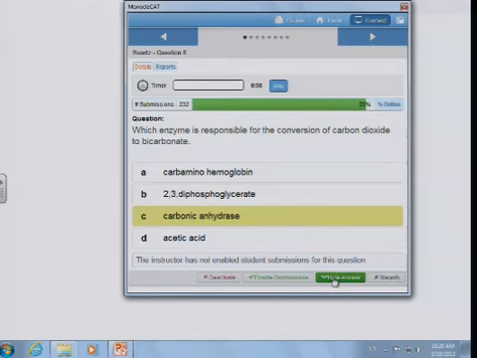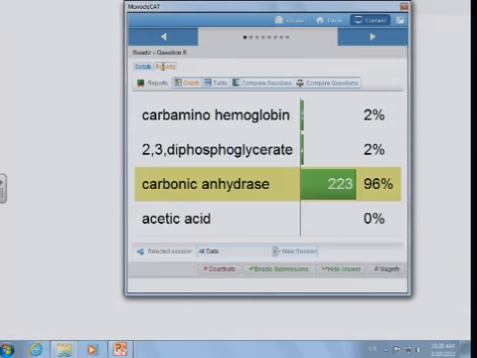Answer, of course, is carbonic anhydrase. And, of course, everybody got that correct. Almost everybody. So make sure you understand that chemical formula. We talked about it extensively. It's very important for the conversion of CO2 to bicarbonate and transporting it in the plasma of blood.